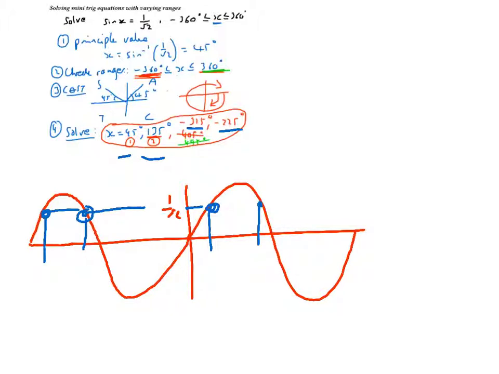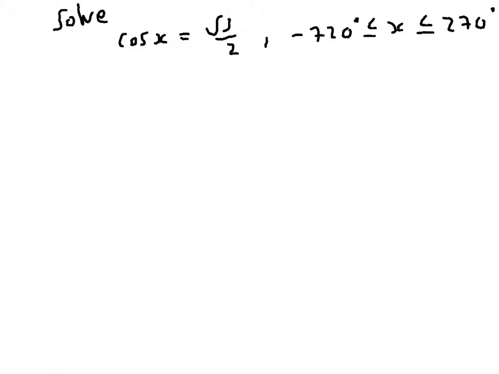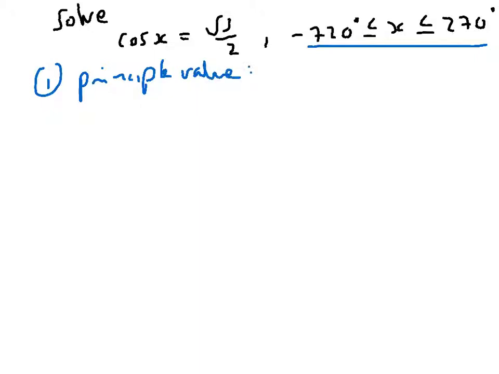Okay, so we're going to speed this up now in the next example. That's where it all comes from. This time I've got cos x equals root 3 over 2 between minus 720 and 270 degrees. Step 1 as always, principal value. We're getting faster. I could call this PV if I wanted. x equals cos to the minus 1 of root 3 over 2, using special triangles or a calculator.